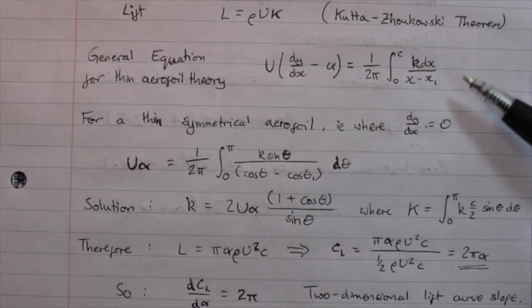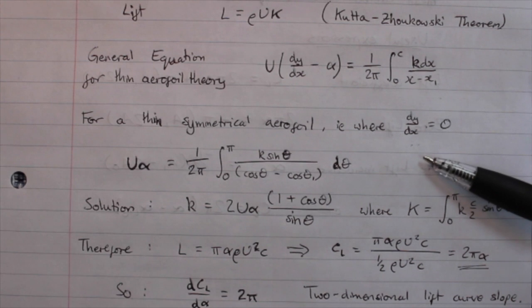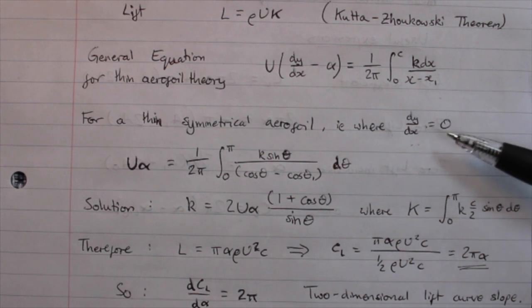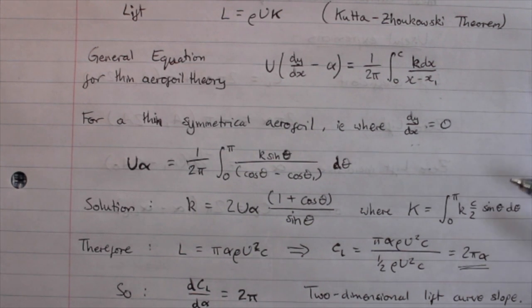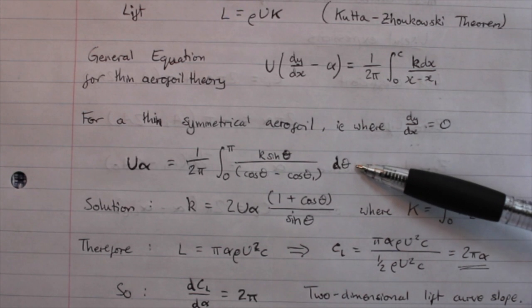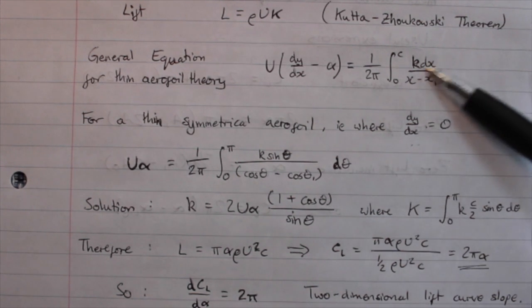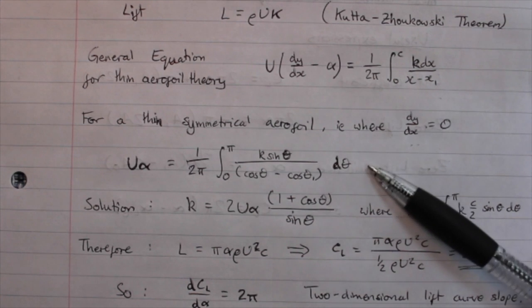This general equation for the thin aerofoil theory can be rearranged into this second form here, which is a more general form for the thin symmetrical aerofoil. So essentially the gradient along the entire aerofoil is 0, a nice flat camber line. This rearranges to this, so the integral here has been changed into d theta form as opposed to dx. It's just a slightly easier way of computing the overall calculation.